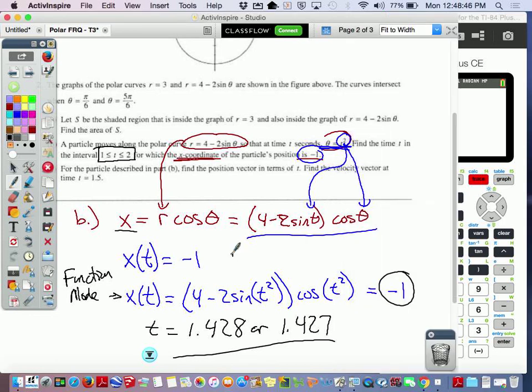As far as points for this problem, this is a 3-point problem. We've got a point for defining x, a point for setting up an equation after plugging in the t's and setting it equal to 1, and then a final point for the answer. On to C.